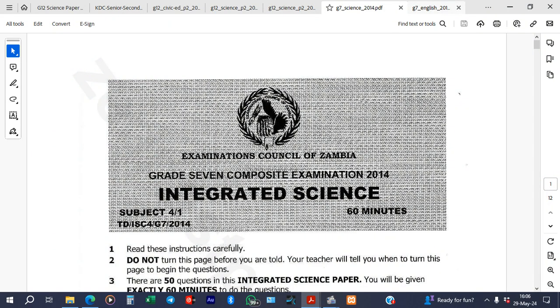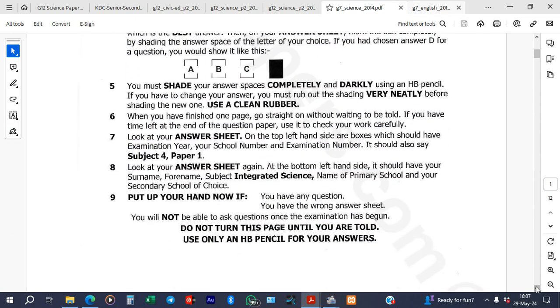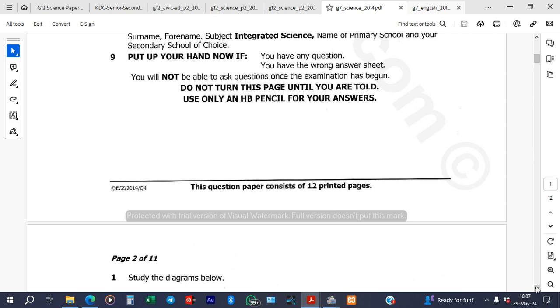Okay, so today we're going to look at Integrated Science 2014. Okay, so this is our paper, and you have your instructions there on your first page. All these are your instructions. So let's start from the first question.